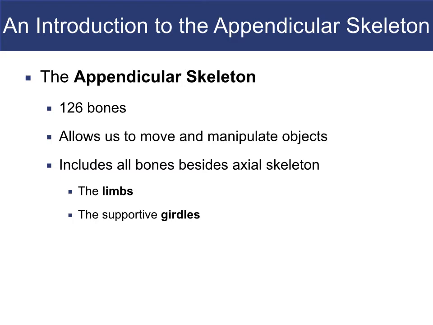I don't want you to learn numbers. You don't have to know there's 126 bones in this. There's a couple of numbers you'll have to know, but I'll point those out to you. So remember that the appendicular skeleton includes all the bones of the arms and legs, and the shoulder girdles, the supportive girdles. There's the pelvic girdle down here, like I said, and the shoulder girdle up in your arm. In your shoulder.